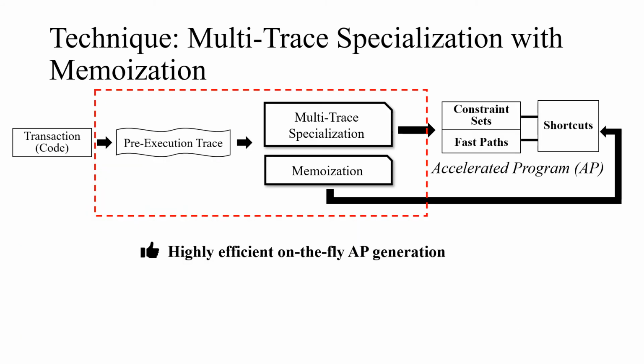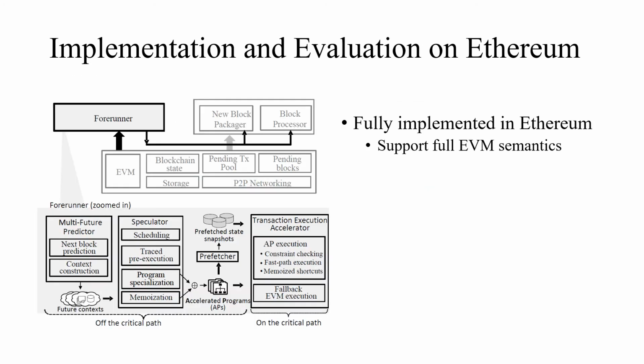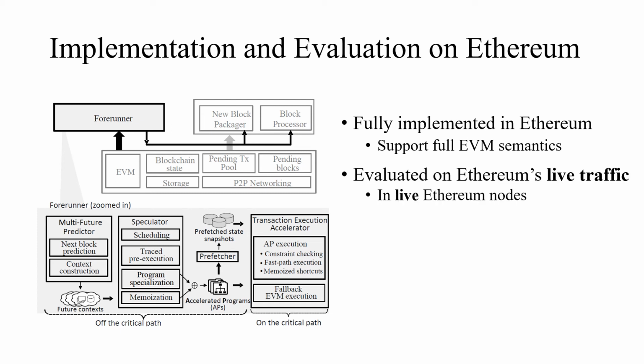Last but not the least, the specialization and the memoization process is designed to run very fast so that it can generate APs in time before the actual execution needs to happen. To validate our approach, we implement Forerunner as a transaction accelerator for an Ethereum node and measure the speedups achieved. The implementation works reliably in a real Ethereum node and can correctly handle all the real-world Ethereum transactions and smart contract code. The highlight of our evaluation is that it is conducted in live Ethereum nodes on the live traffic of the blockchain as they happen in real time.